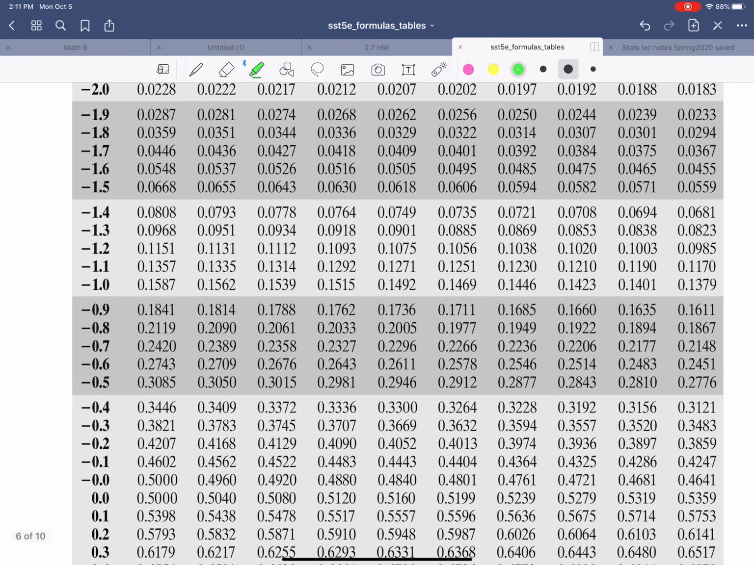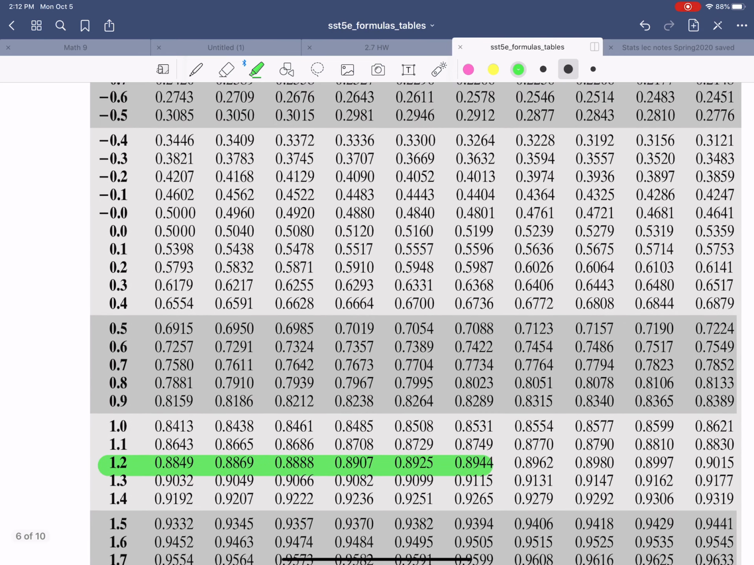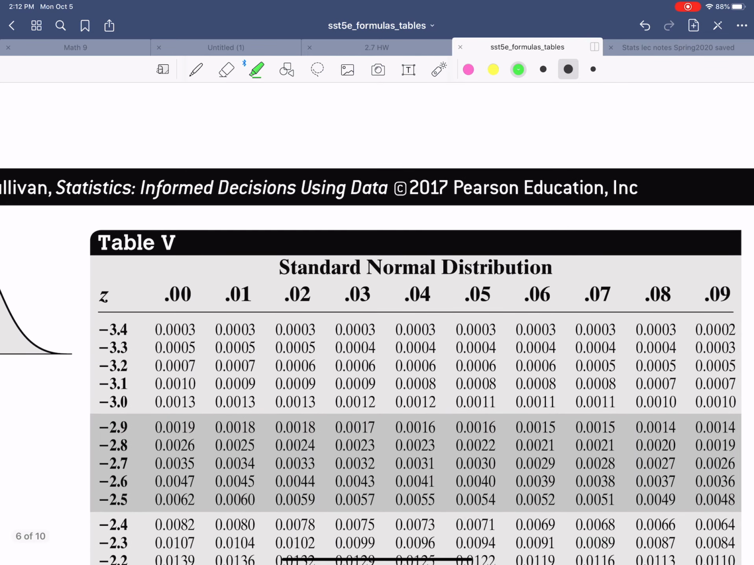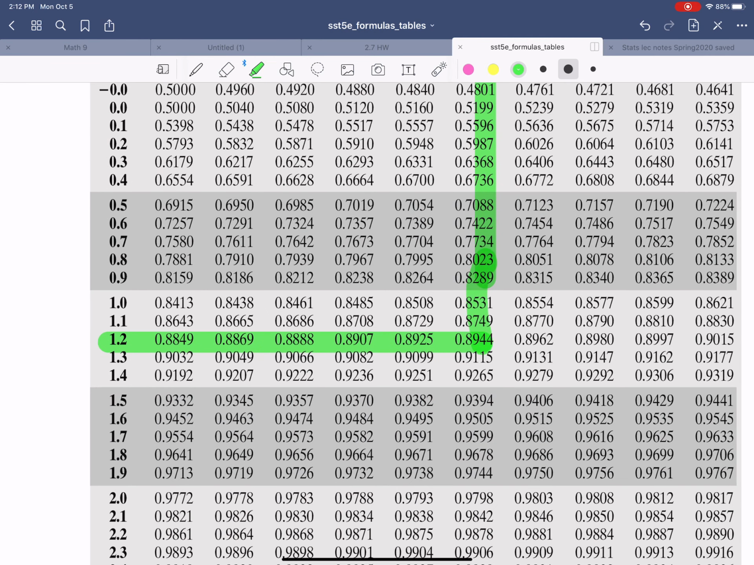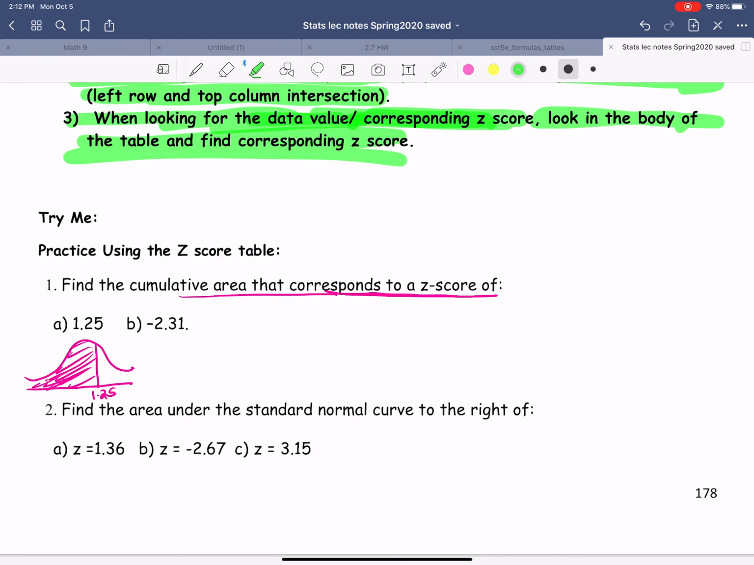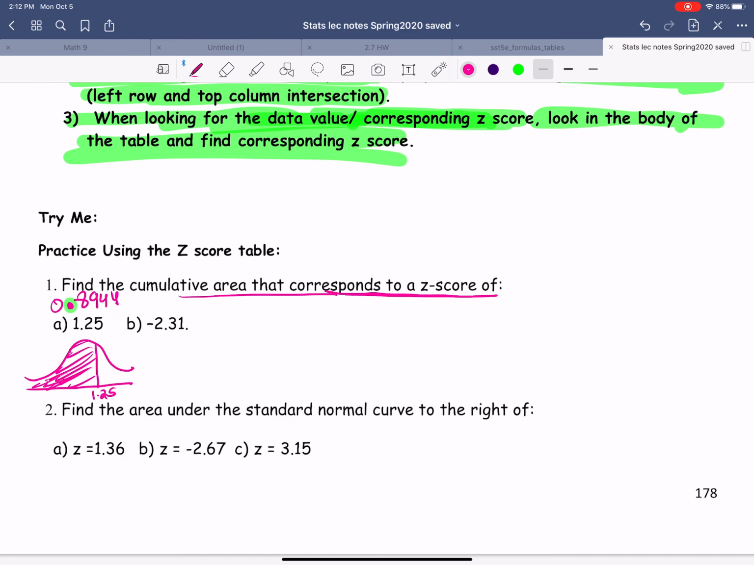1.25, let's get a highlighter. 1.25. Oh, I think I went too far. 1.25, no, I was right. There we go, 0.8944. So I can say this is going to equal 0.8944. Is that correct? 0.8944, right.